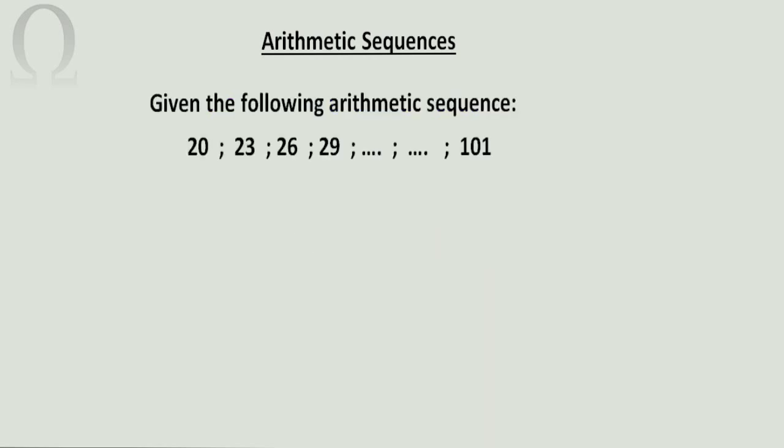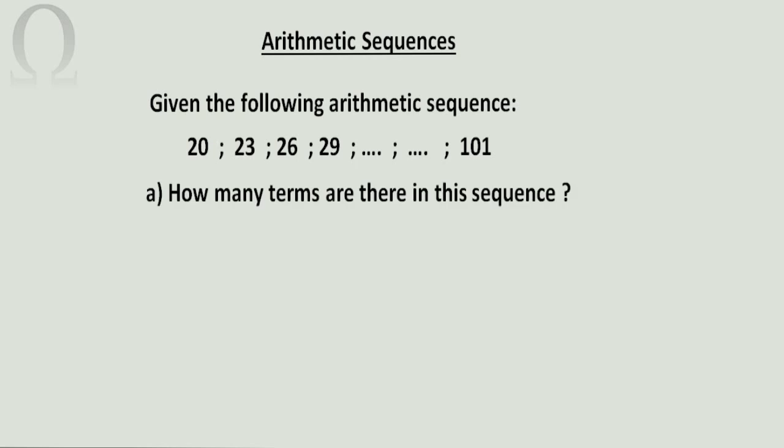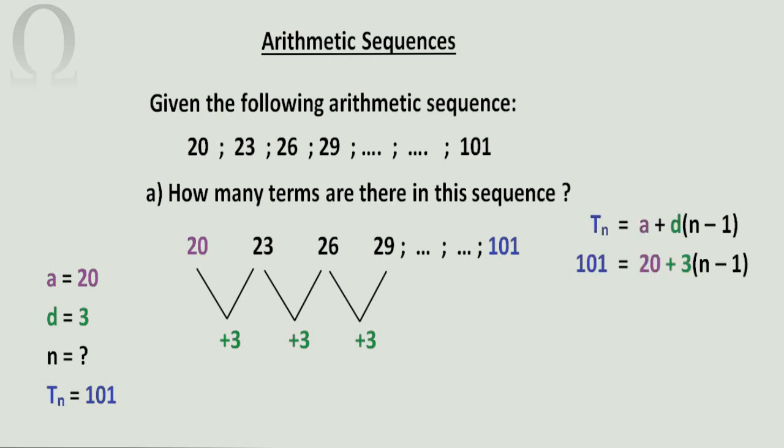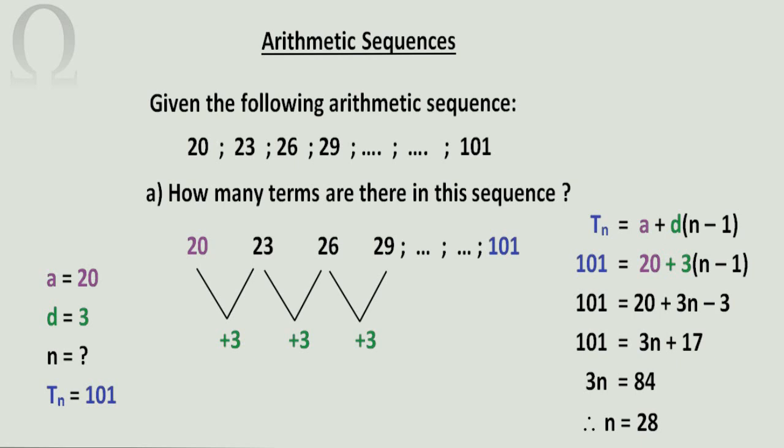Given the arithmetic sequence 20, 23, 26, 29, etc., determine how many terms the sequence contains, and the value of the 25th term. The difference between successive terms is plus 3. The first term, 20, is the value of a. D is 3, n is what we are looking for, and Tn equals 101. Tn is the value of the nth term, which in this case is the last term, 101. Substituting these values into the general formula for the nth term, we get n equals 28. This sequence therefore contains 28 terms.